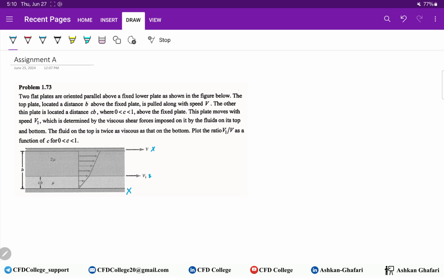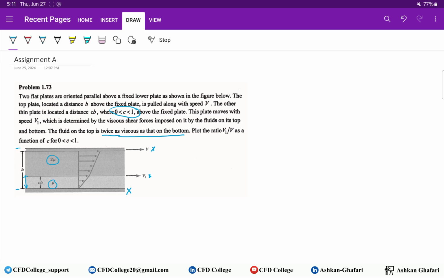Between these 2 plates we have 2 fluids, one with viscosity of mu and the other one has the viscosity of 2 mu. As it is mentioned, it is twice as viscous as the other fluid. The distance between the top plate and the bottom one is b, and the distance between the middle plate and the lower plate is c times b, and we know that c is smaller than 1 and greater than 0.